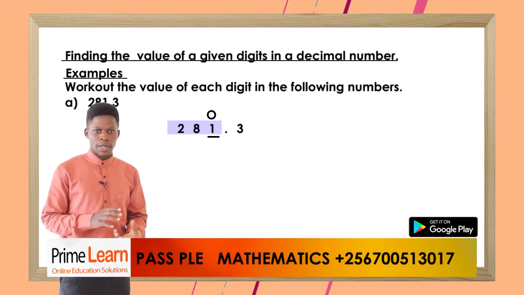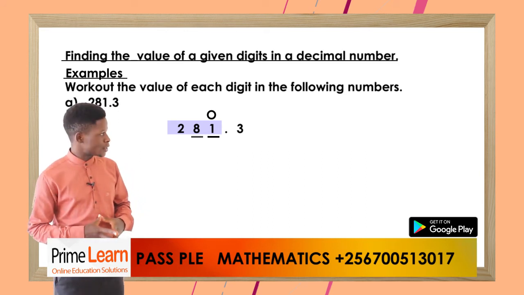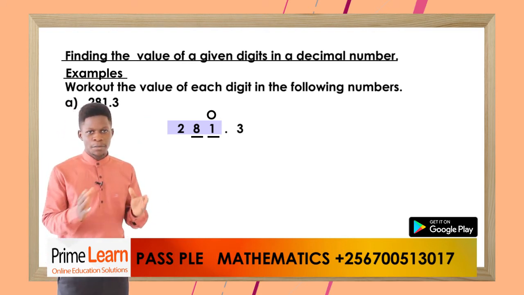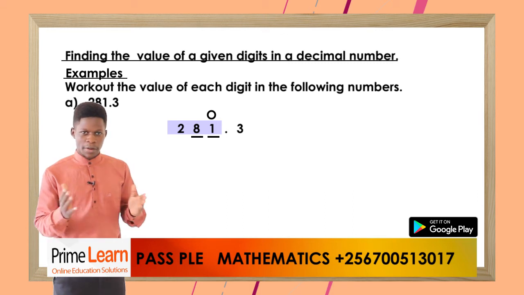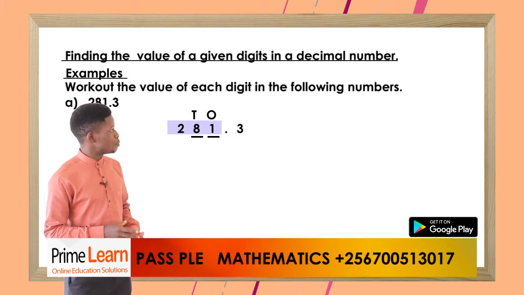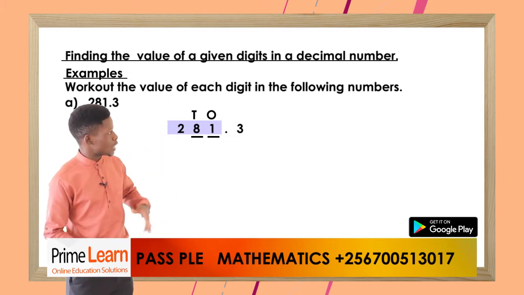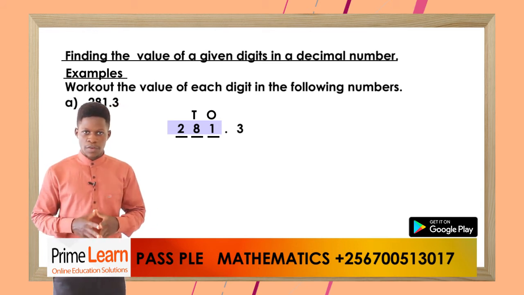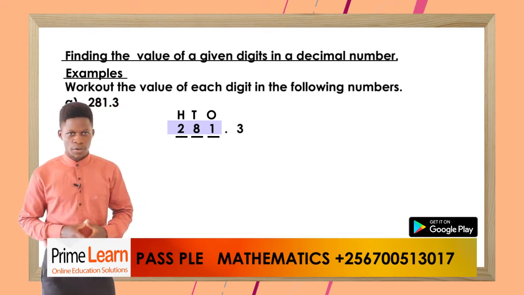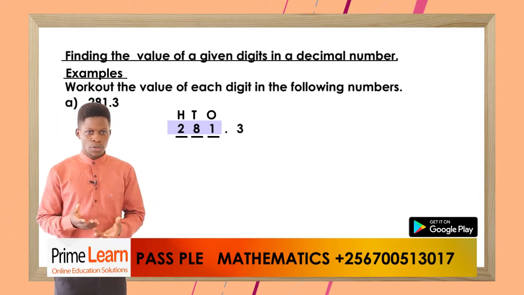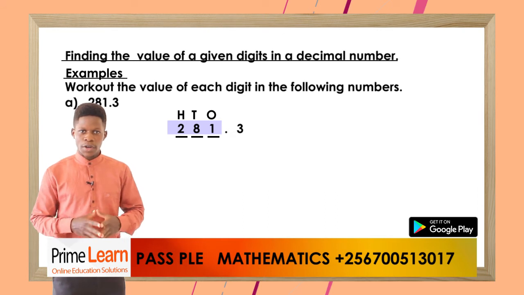When we go on to the next digit, it is digit 8. That digit 8 is in the next place value just after ones, and that place value is tens. So its initial is going to be T, and we shall put T there. When you go to the last digit, which is digit 2, its place value is hundreds, and therefore we shall put H.